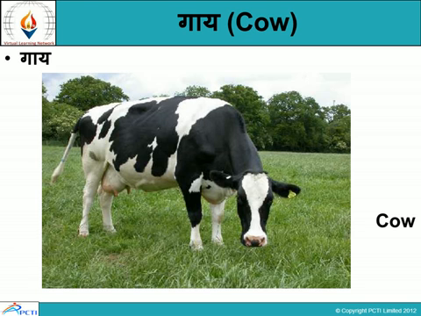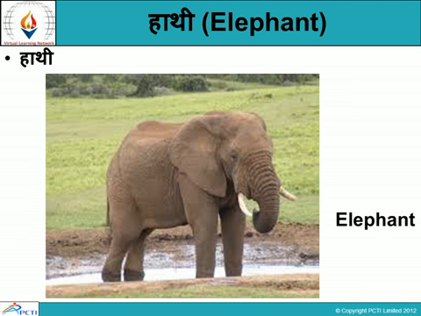This is domesticated animal. It gives us milk. Milk is very important for us. Usually we get milk and other milk products from cow, and the milk is very healthy for us. So cow is usually domesticated for milk and other things. So we call cow in Hindi as gaye. What do we call? Gaye.